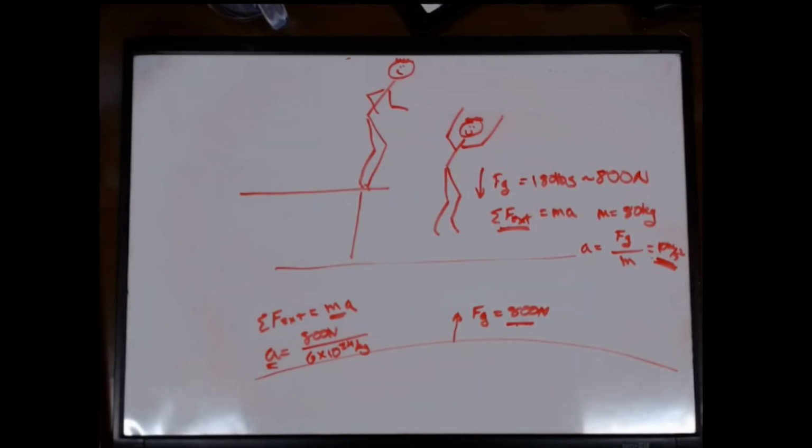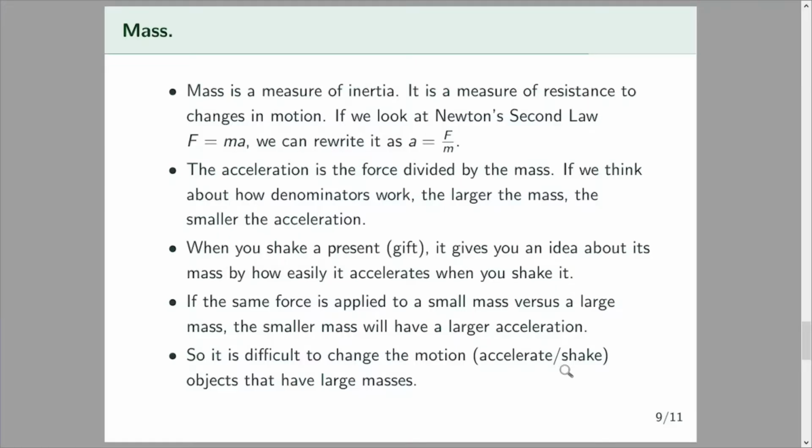So now this gives us a chance to talk a little bit about mass and weight. Mass is kind of a measure of inertia. It's a measure of resistance to changes in motion. If we look at Newton's second law and rewrite it as a equals F over m, you can see that the acceleration is greater if the mass is smaller.